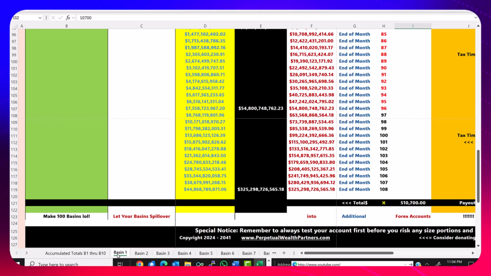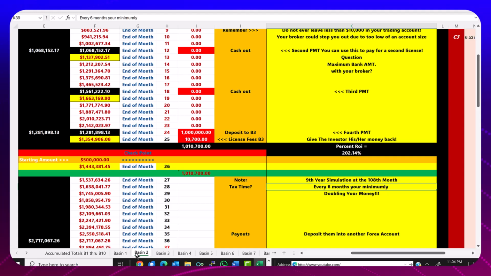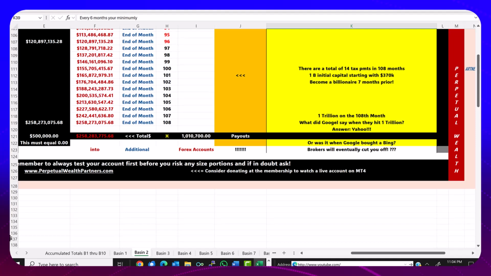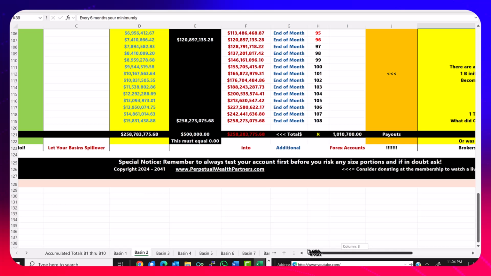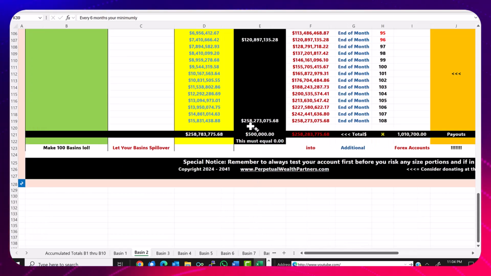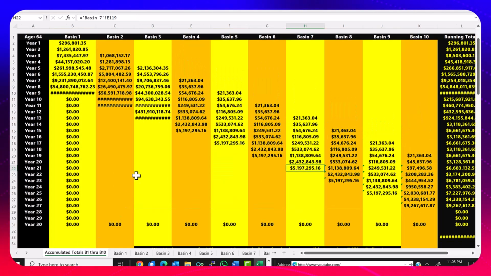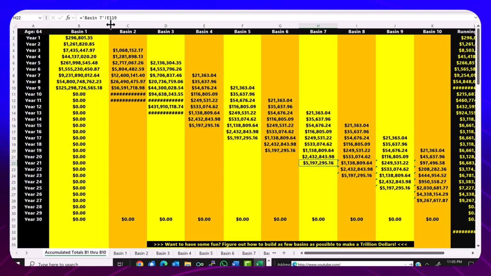Let's go back and look to see how basin 2 compares. Oh, why won't you let me go? There we go. We have 258 million, but then let's go back here and look at what's going on back here. Oh yeah. Year 1. Gotta get these a little wider now.